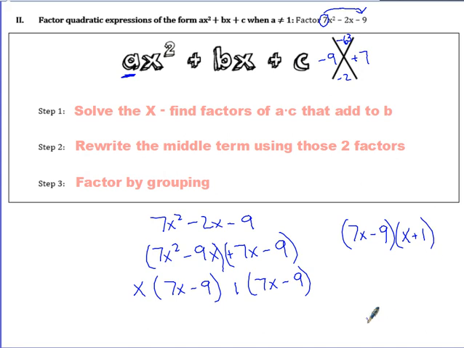Alright, and that's it for our review on factoring quadratics. Make sure anything here you didn't understand, you put a big star by it so you can ask me when you get to class.